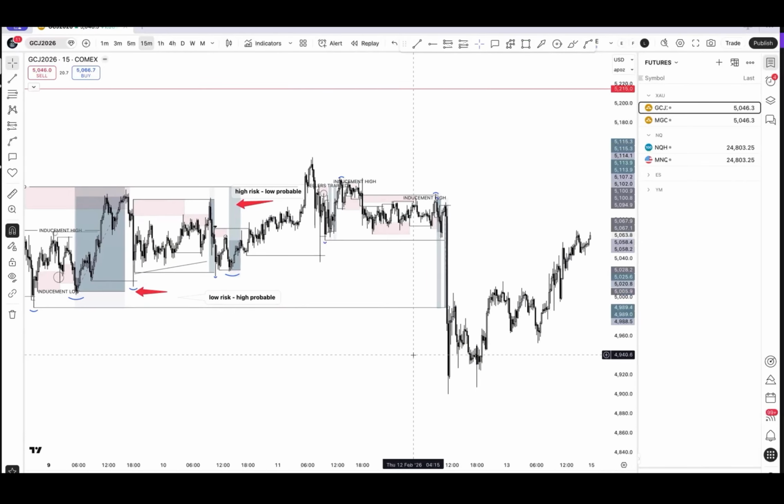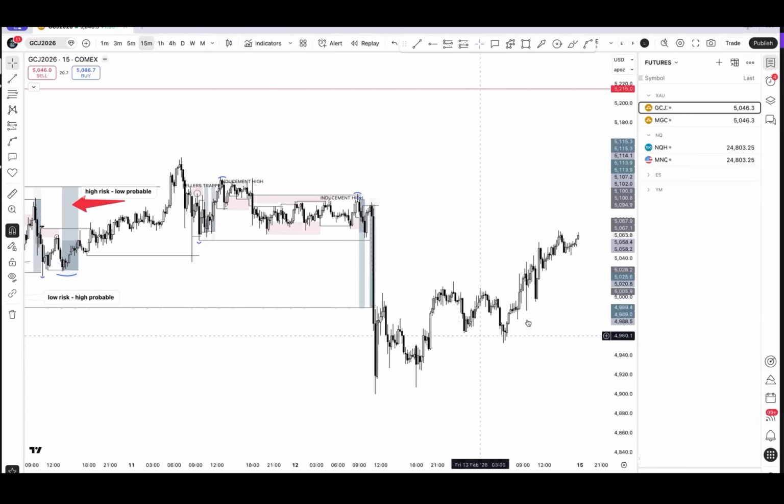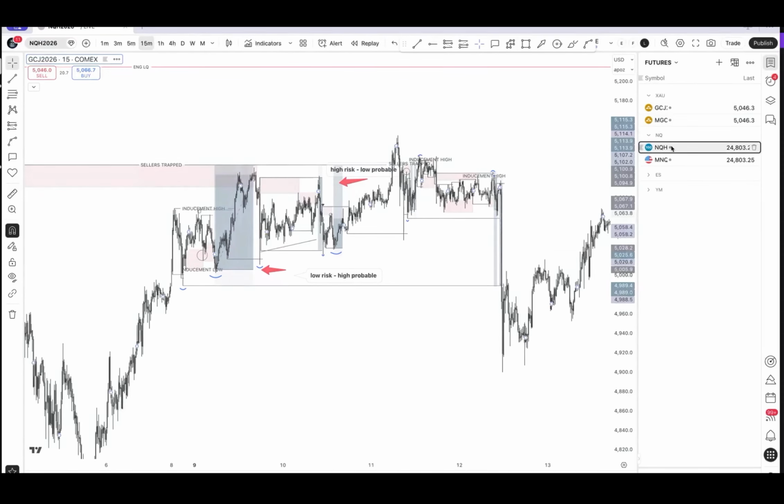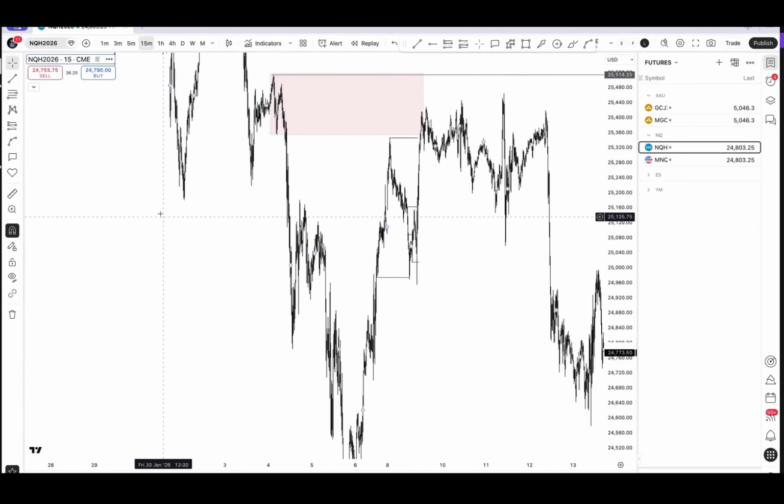So that's gold. I didn't really look at any sort of price action on Friday. I didn't trade Friday. I just didn't have the stomach for it. So we're not gonna go over that. We're gonna go over NQ though.